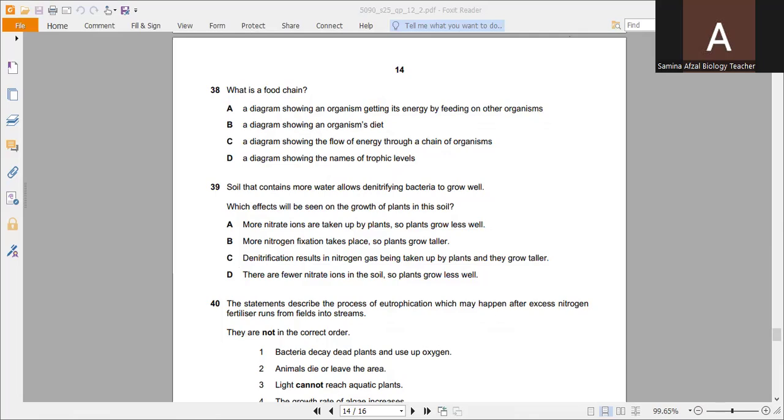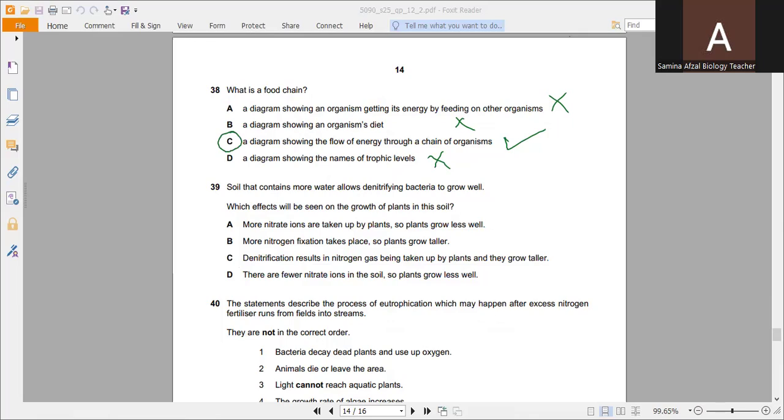That is not correct. A diagram showing an organism's diet. Again, this is not correct. A diagram showing the flow of energy through a chain of organisms. Yes. A diagram showing the names of trophic levels. No. This is actually the flow of energy or the transfer of energy from one organism to the other. So C is the correct option.